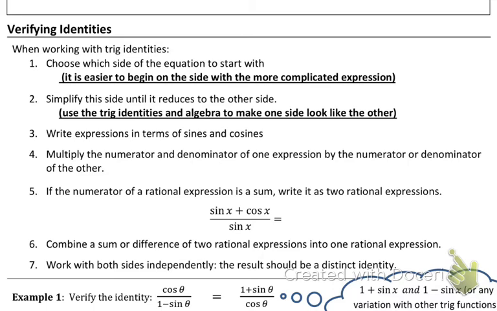So if I have sine x plus cosine x over sine x, and I run out of stuff to do, I can rewrite this as sine x over sine x plus cosine x over sine x, and suddenly it looks a lot different, where I have a 1 plus tangent. Like I can definitely change the look of that. So if I have a plus or minus in the numerator, I can split it apart as long as they keep that same denominator.